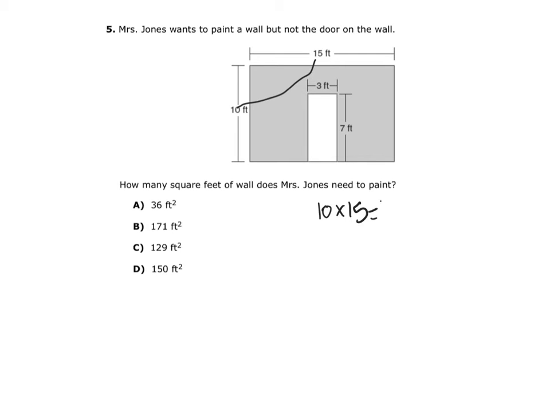And that is 150. And then we're going to do 3 times 7 to figure out the door. And that's 21. Now we don't want the door frame, so we're going to subtract that 21 from 150. Got to borrow. 10 minus 1 is 9. 4 minus 2 is 2. And 1 with nothing is 1. So we get C as our answer.